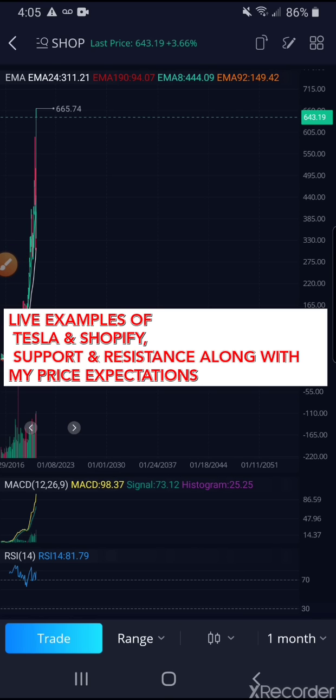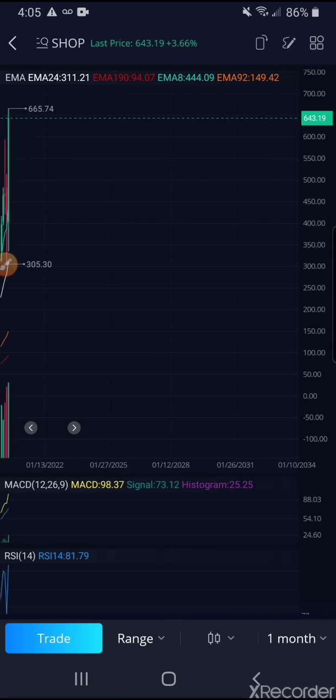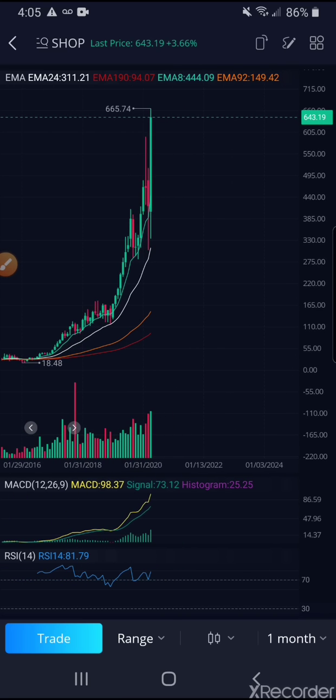We're going to go over some support and resistance, just some basics, really. We're looking at Shopify here. I'm using the Webull app.